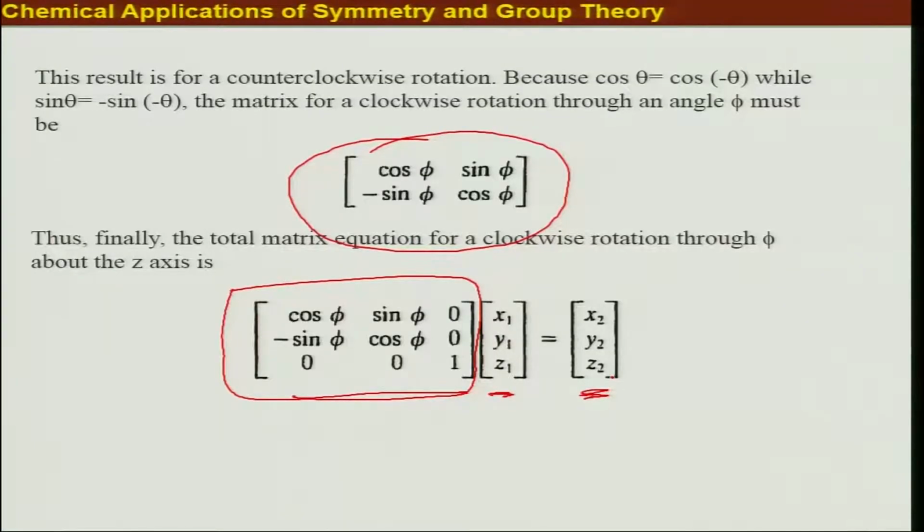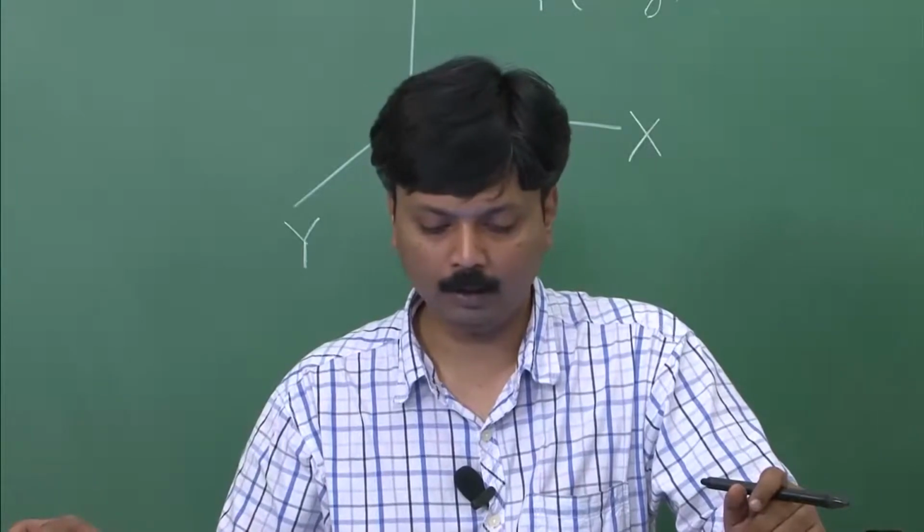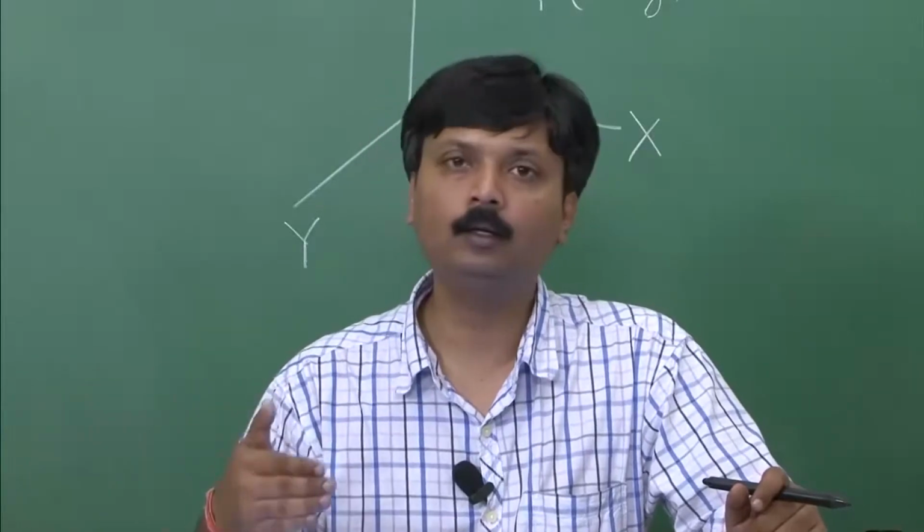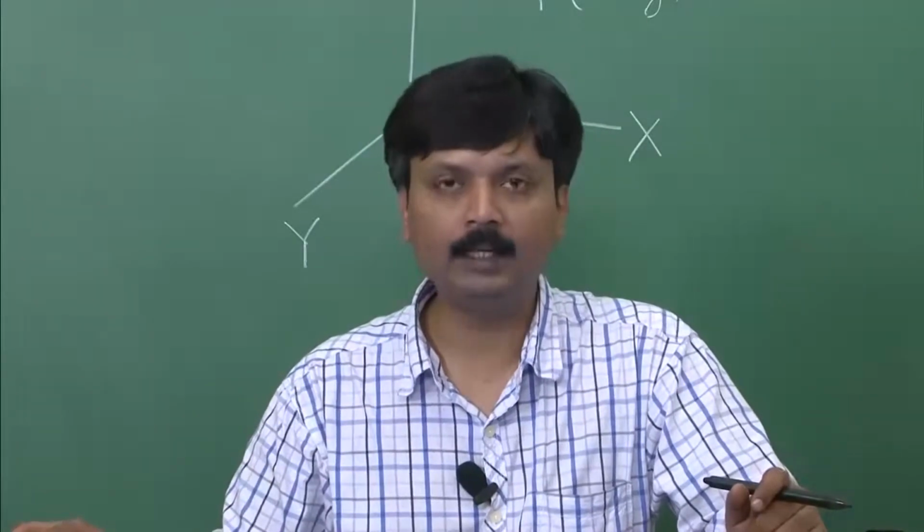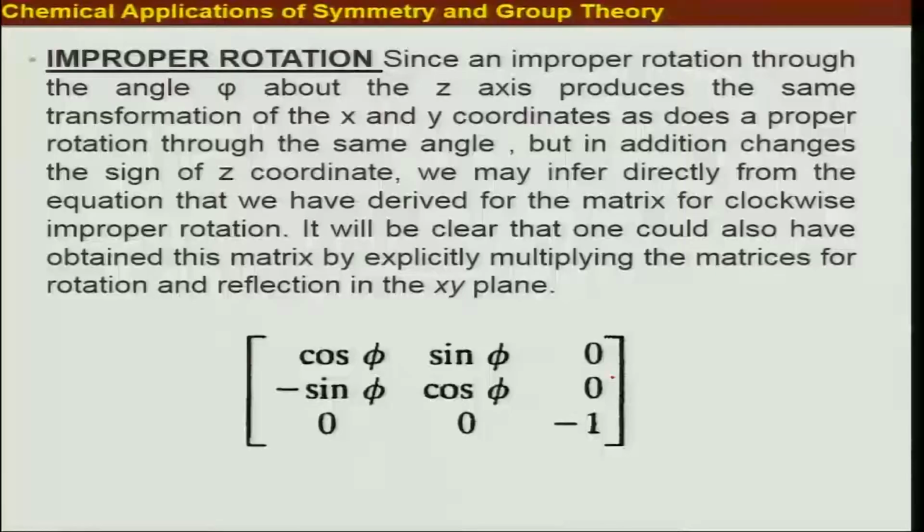So you can figure it out yourself what the form of the matrix will be for any given Cn, C3, C4, C5, whatever you can think of. You can try those values and get the matrix forms. Now we are left with the last one, that is the improper rotation. It should be straightforward for you by now.